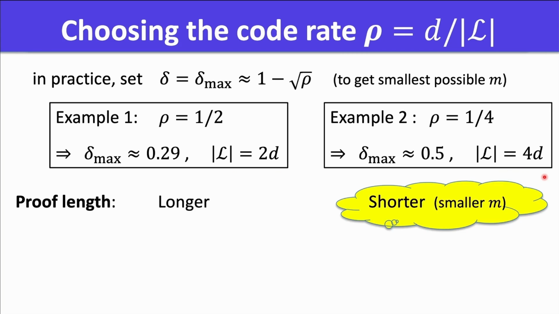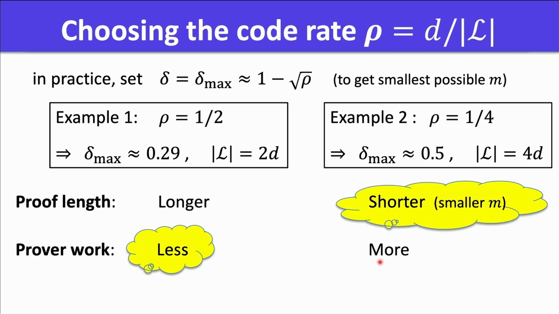Okay, so now we get an interesting trade-off. So first of all, when we use a lower rate code, delta max is larger, and as a result, m is smaller, and as a result, we get a shorter proof. When we use rho equals 1/2, delta max is a little bit smaller. As a result, m is larger, and we end up with a longer proof. Okay, so the lower the rate of the code is, the shorter the proof becomes.